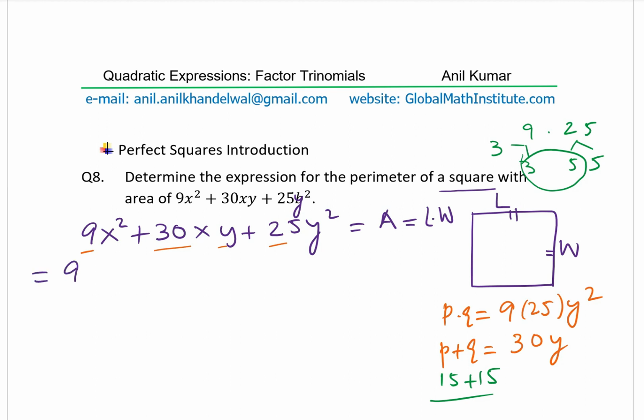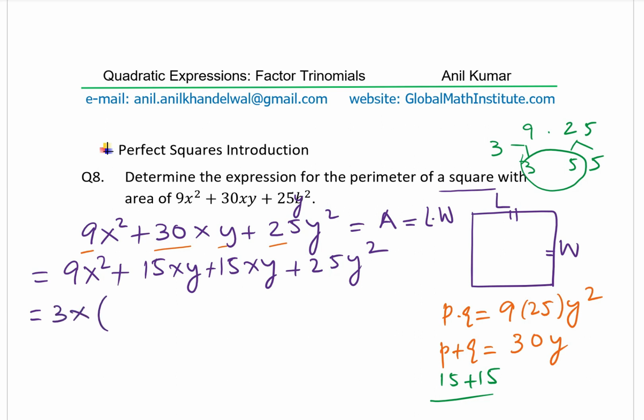So we have the first term, which is 9x squared plus 30x, written as 15xy plus 15xy. The last term here is 25y square. What is common between the first two terms? Well, 3x is common. So we can take 3x common. We are left with 3x plus 15 divided by 3 is 5, so 5y. In this case, we can take 5y common. So if you take 5y common, you are left with 3x plus 5y.